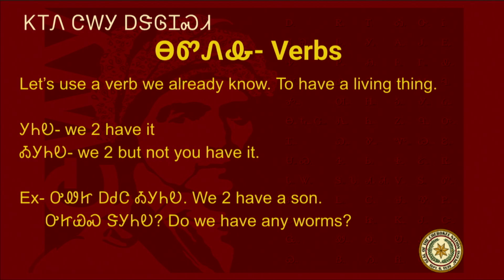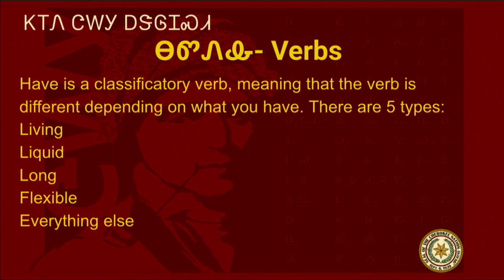Then, do we have any worms? Ujiyas dekini ka. Okay? Notice that the sound de is in there because we're talking about more than one worm, right? Otherwise, if it said ujiyas ginika, that would mean, do we have a worm? But with de ginika, we know we're talking about more than one worm. We have several worms, hopefully. Okay?